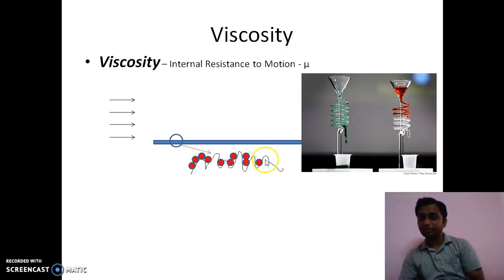They are not getting slipped away. They are not moving in the forward direction. They have lost their momentum here and come to rest. That's why it is known as the no slip condition. The molecules are not getting slipped away.